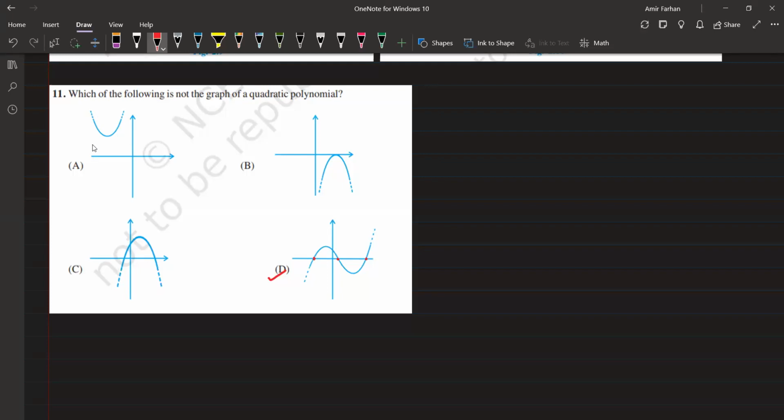Other than this, all these are quadratic functions because they have a parabolic graph. So whenever you encounter a parabolic graph, keep in mind that it will be a parabolic function, a quadratic function. Clear? Yes, sir. Okay, so this one is the correct one. Am I clear to all of you? Please let me know. Yes, sir.